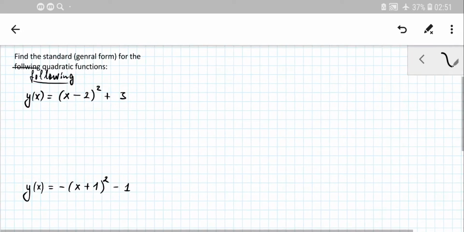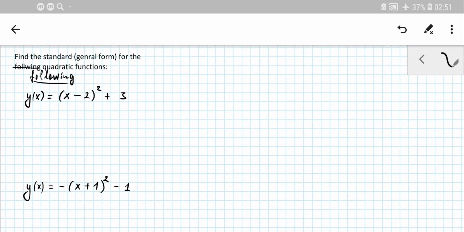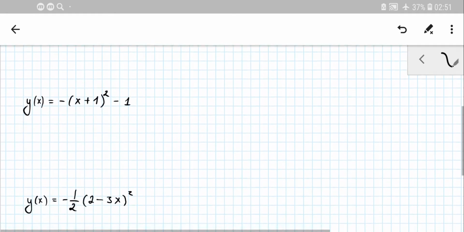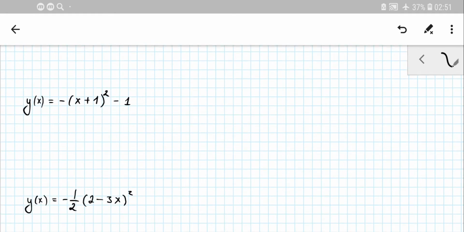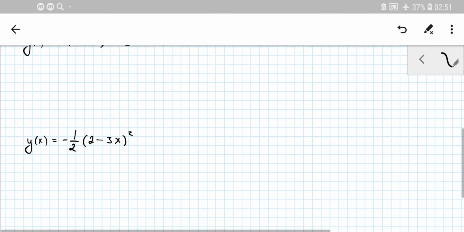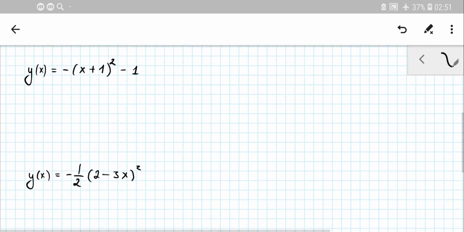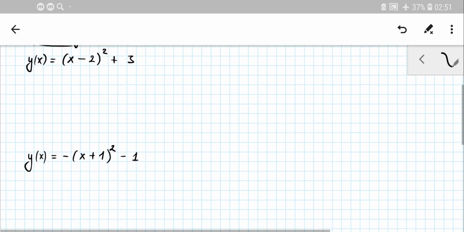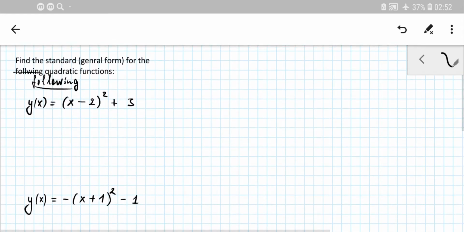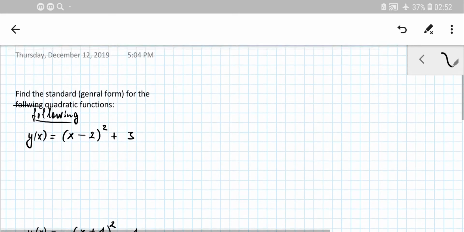Okay, so we have (x minus 2) squared plus 3. The next one is minus (x plus 1) squared minus 1. And this one is negative 1 over 2 times (2 minus 3x) squared. Try to pause the video, do it on your own, and then compare it with my results and my explanation. All right, let's get started.